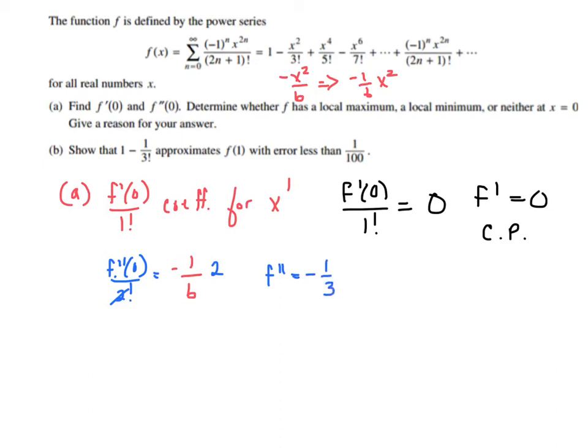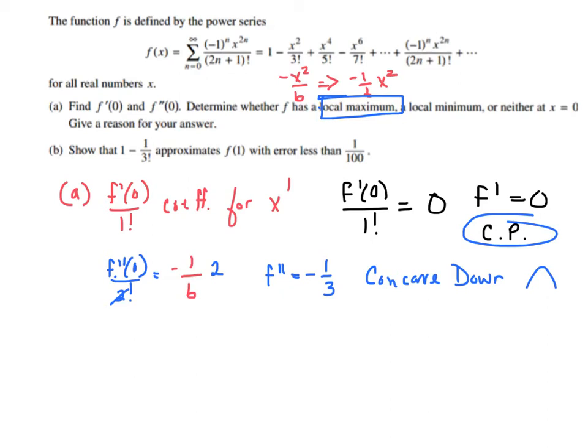Now you see it says determine whether a local max, local min, or neither. Give a reason. Well, we know there's a critical point, right? We said that already. And the second derivative is negative, meaning the function is concave down, right? Negative second derivative means concave down. So there is a local maximum at that spot. It's a two-part answer: there's a critical point, and the second derivative being negative means that the function was concave down.